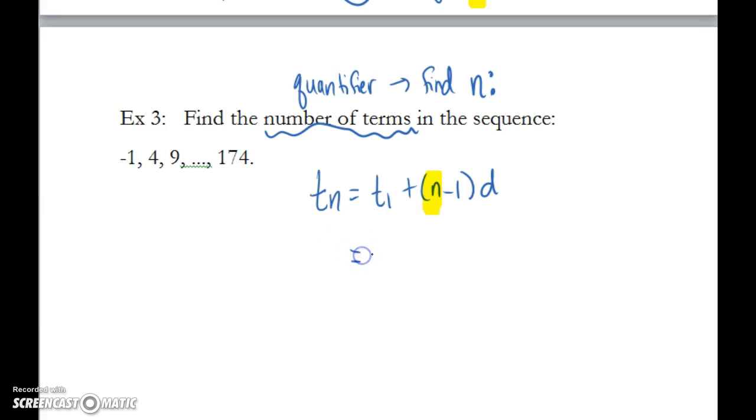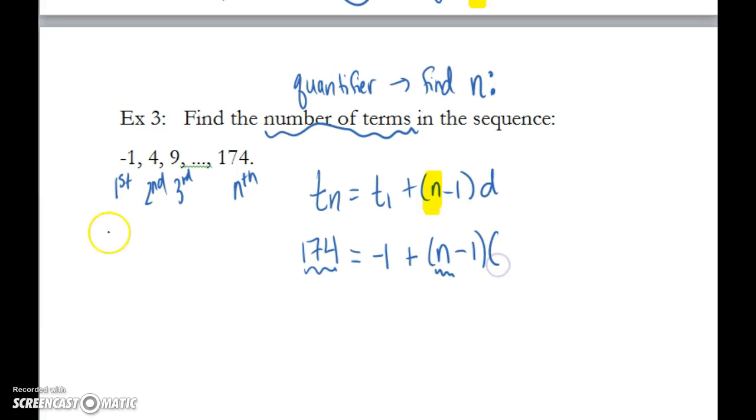So we know T sub 1 is negative 1. Now, we don't know n, but we know the nth term. This is your first term, this is your second term, this is your third term, this is some term, we'll call it our nth term. We know our nth term, so we're going to put that in for 174. And we want to find the n that corresponds to the 174. What place is 174 in our line of numbers here? Now d we can find again by taking any number and subtracting the number in front of it.